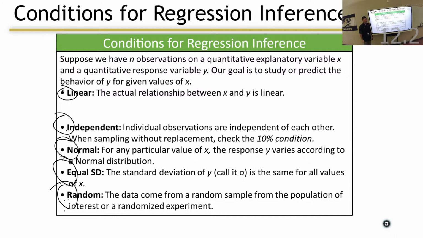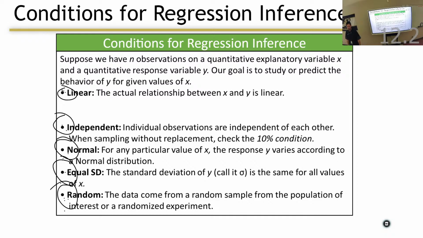L-I-N-E-R. Liner. That helps. Randomness, 10%. It needs to look linear. And then the residuals need to be normally distributed, and the residuals need to have equal variability. Okay, take that for what it's worth.